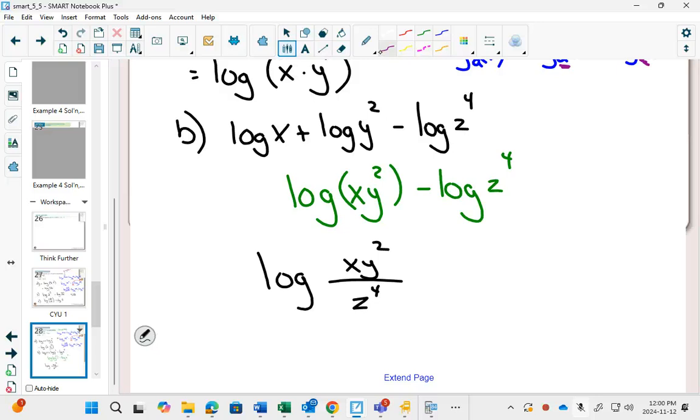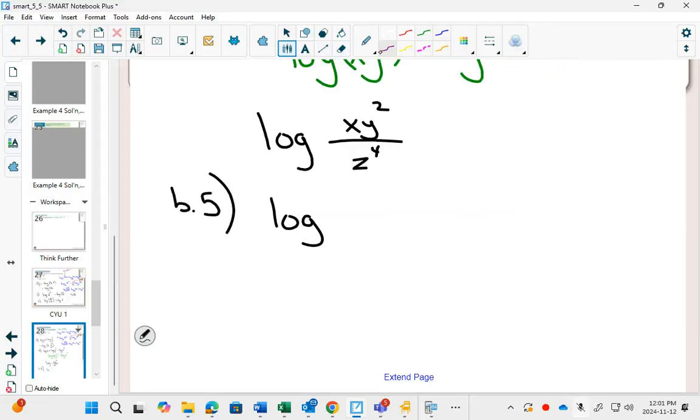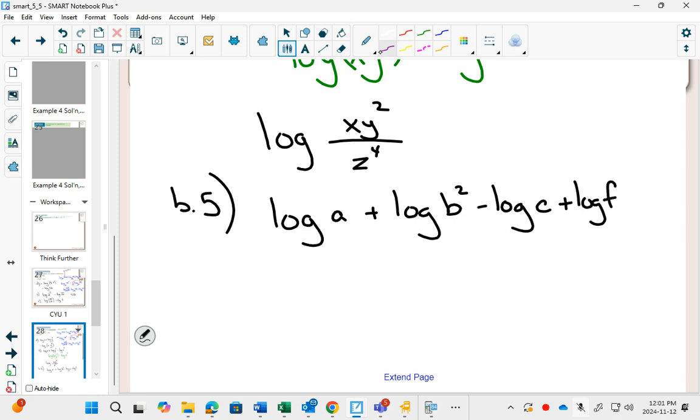And I'm going to add a b.5 here. It's in between b and c, right? That's right. b.5 is in between b and c. Okay, we'll add an extra question. And I'm going to start it as log a plus log b squared minus log c plus log f cubed minus log h to the 4th. And I want you to write that as a single logarithm.